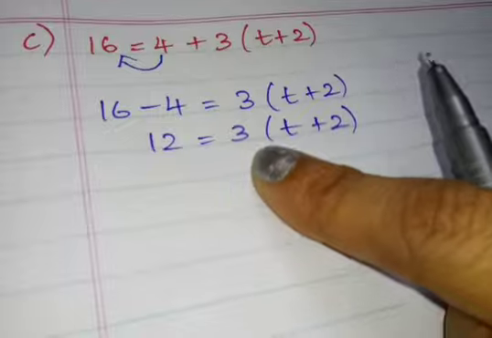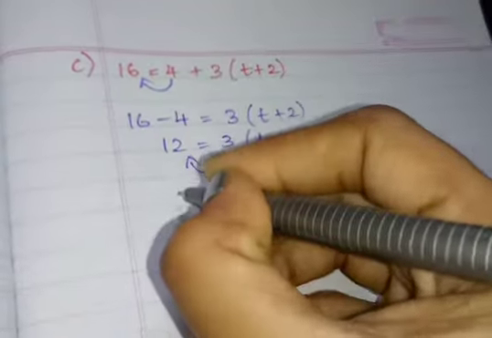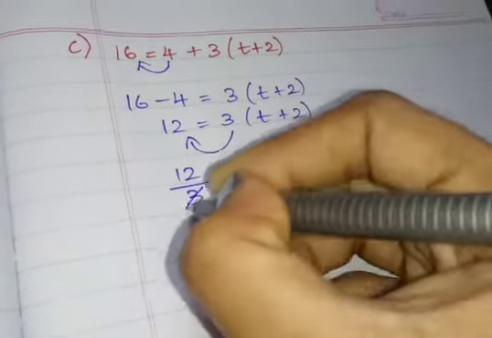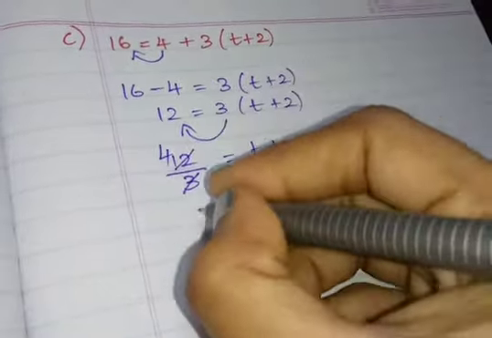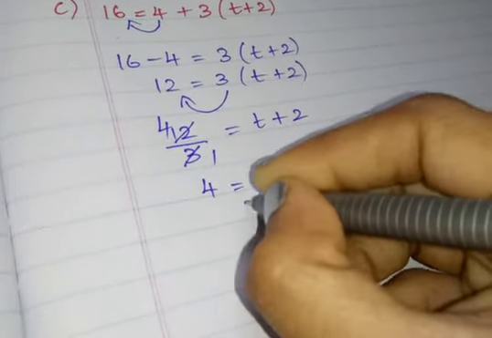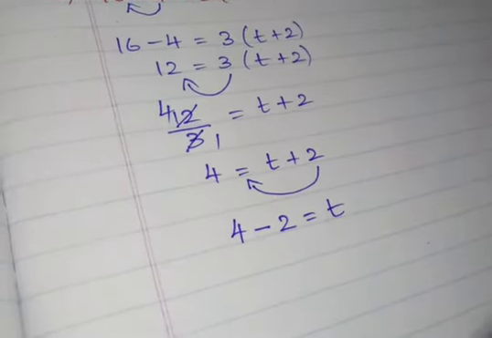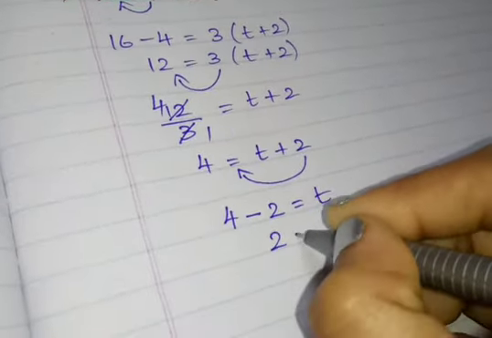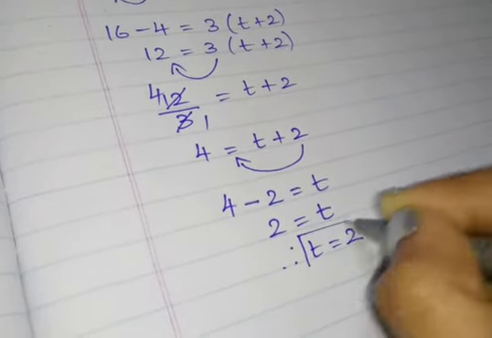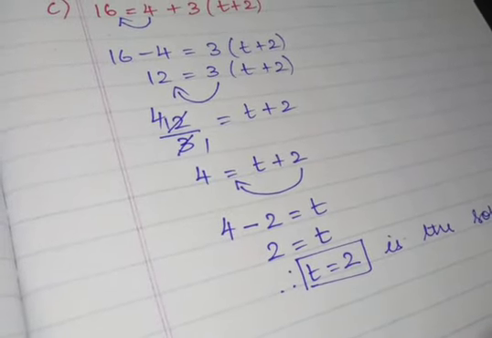Now, this 3 is actually multiplied. So if I am shifting it to the other side, what will it become? It will become division. Now 3 ones are 3, 4 threes are 12. So 4 is equal to t plus 2. Now I am bringing this plus 2 to the other side. So 4 minus 2 equal to t. 4 minus 2 is 2, equal to t. So, therefore, t is equal to 2 is the solution of this equation.